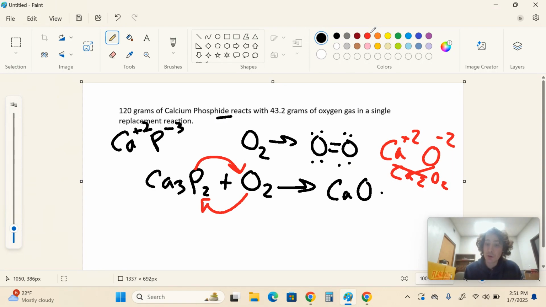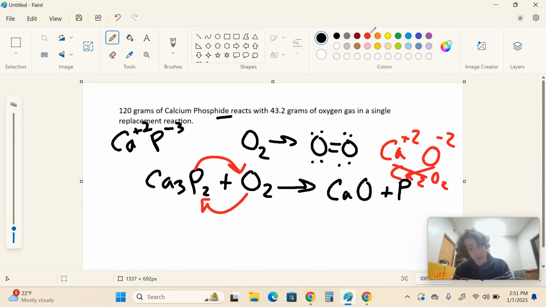Who's left over? Who's now single? The phosphorus. You might say, oh, it's going to be P2 again. No, it's just going to be P. Phosphorus does not bond with itself, at least. Again, you have to realize things can get messy, but we make the assumption, in this case, that it's not going to be P2. If it was H, it'd be H2.